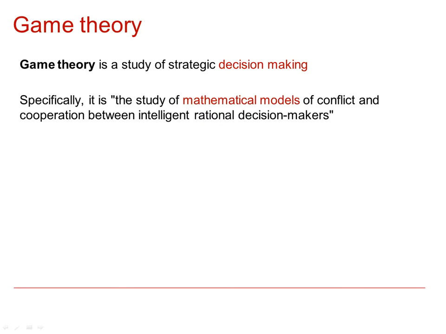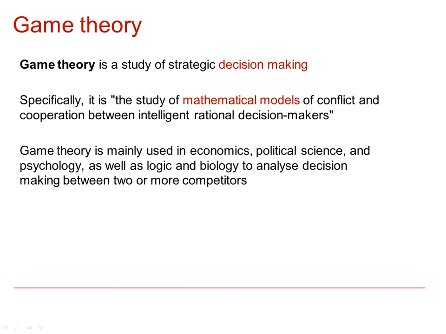The idea, specifically, if we were to word it mathematically, is the study of mathematical models of conflict and cooperation between intelligent, rational decision makers. You don't really need to know that as a definition, but it gives you an idea of the level of things we're talking about. A rational decision maker is one who will always take the best choices at any particular time.